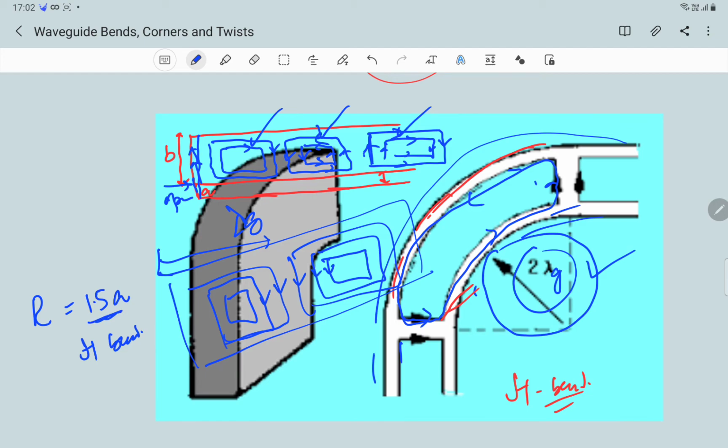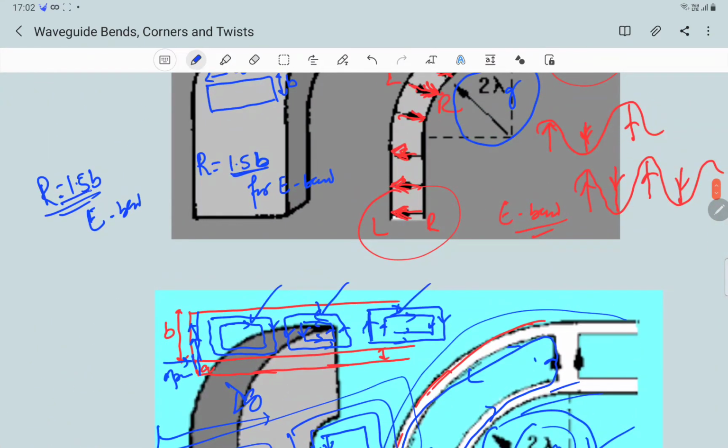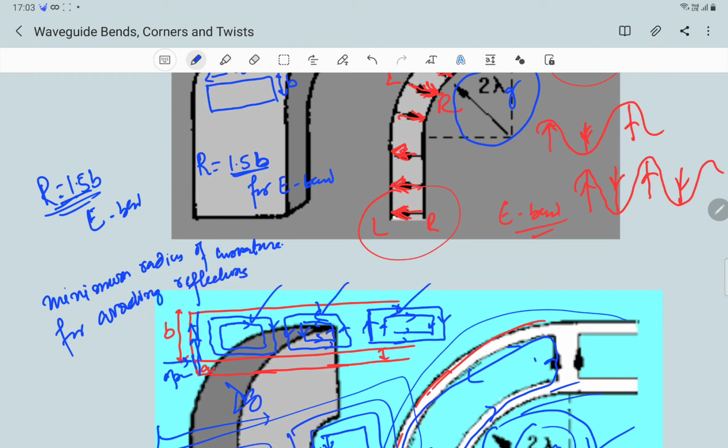These values, R is equal to 1.5A and 1.5B, correspond to the minimum radius of curvature for avoiding reflections, or for small reflections. So in such cases, the reflections would be very small.